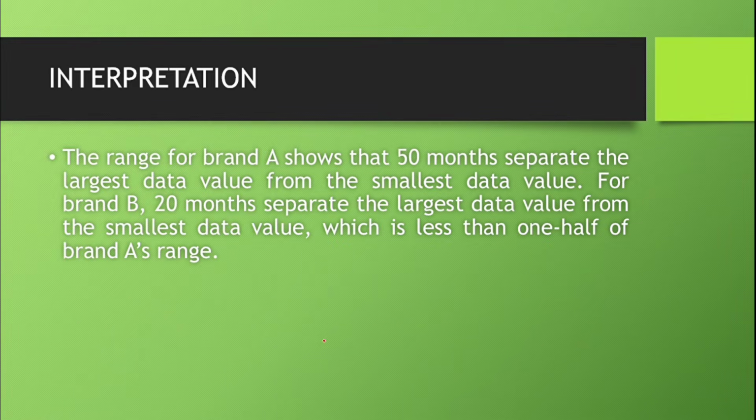The range for brand A shows that 50 months separate the largest data value from the smallest data value. For brand B, 20 months separate the largest value from the smallest data value, which is less than one half of brand A's range. So we could say that brand A is more variable compared to brand B.